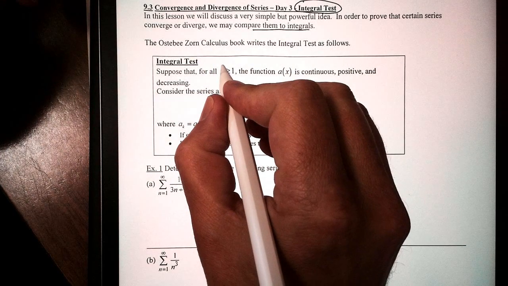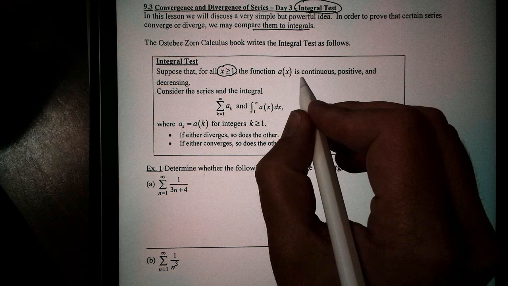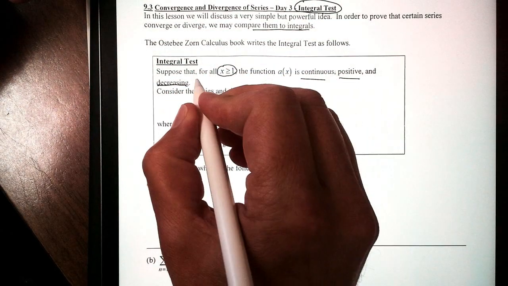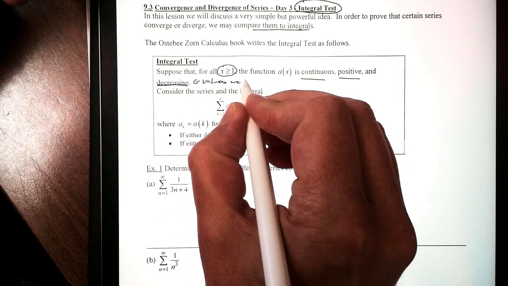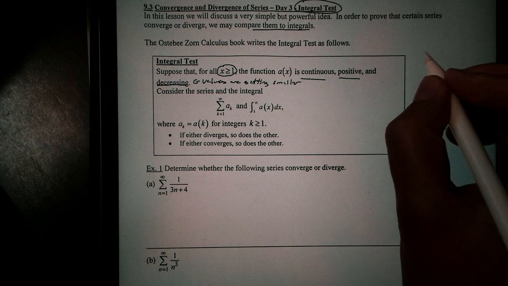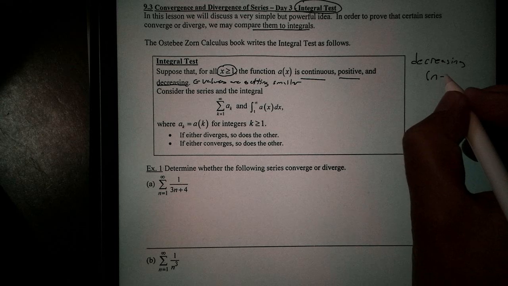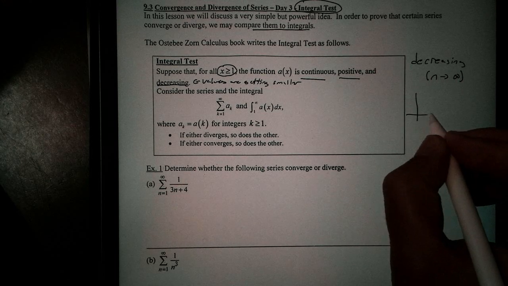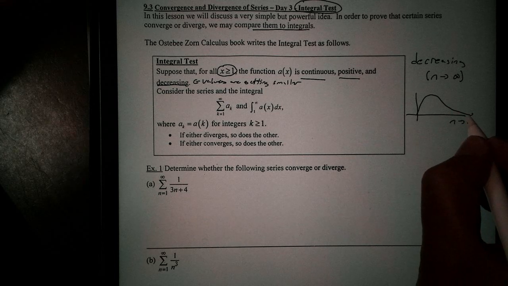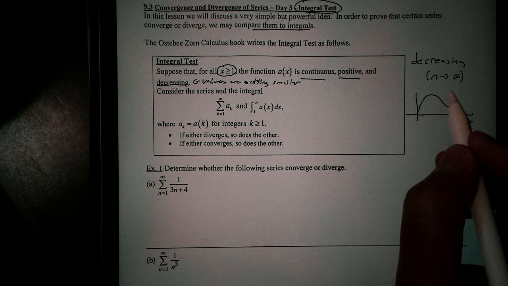Suppose that for all x greater than or equal to 1, which is typically what's going to happen, the function is continuous, positive, and decreasing. Decreasing basically means that the values are getting smaller as we go on forever. We don't really mean immediately; we're saying as n goes to infinity. So we could have a function that bubbles up, but as long as the values get smaller as n goes to infinity, we can use this integral test, even if there is a bubble. That's very useful for us.